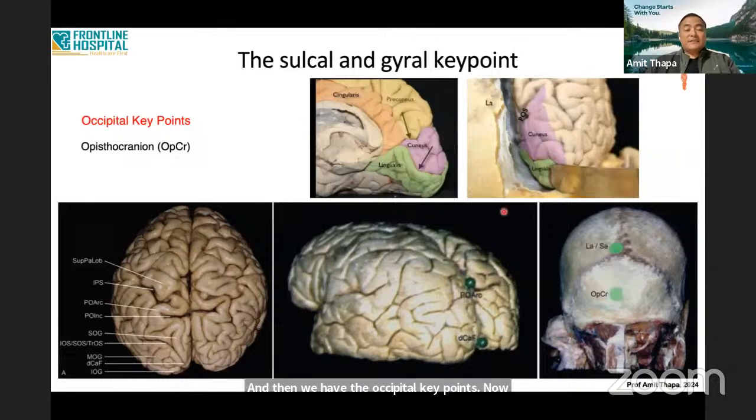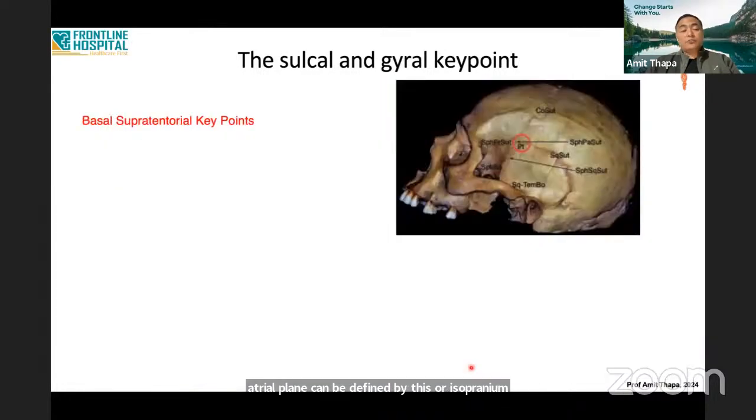And then we have the occipital key points. Now, the occipital key point is basically the opisthocranion, and opisthocranion is the posterior or the occipital protuberance of the occiput, which actually lies over the apex of the calcarine sulcus. And if you see the axial plane which is made by this particular point, it will be involving the posterior part of the calcarine sulcus, the anterior part of the lingula, and then the isthmus of the cingulum, and then one can actually go into the splenium. So this particular axial plane can be defined by this opisthocranion cranial landmark. So this is an important landmark from the occipital approaches point of view.